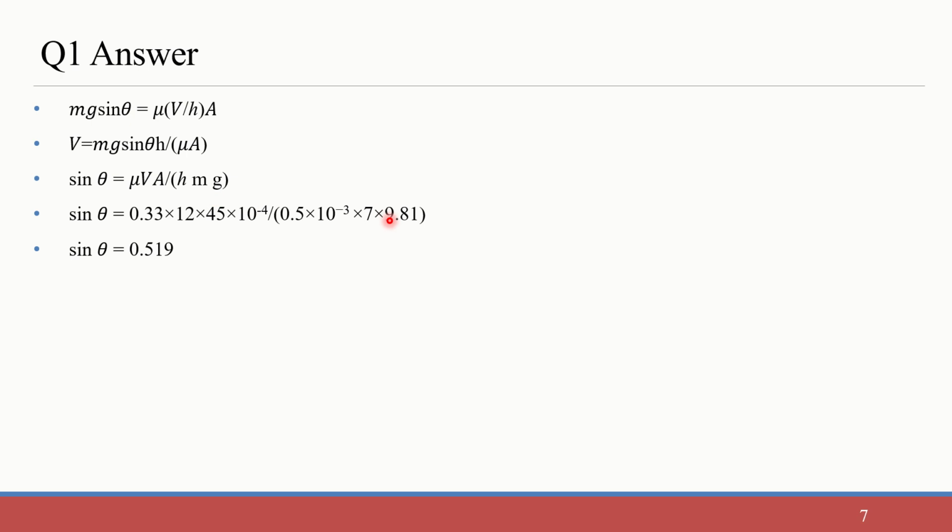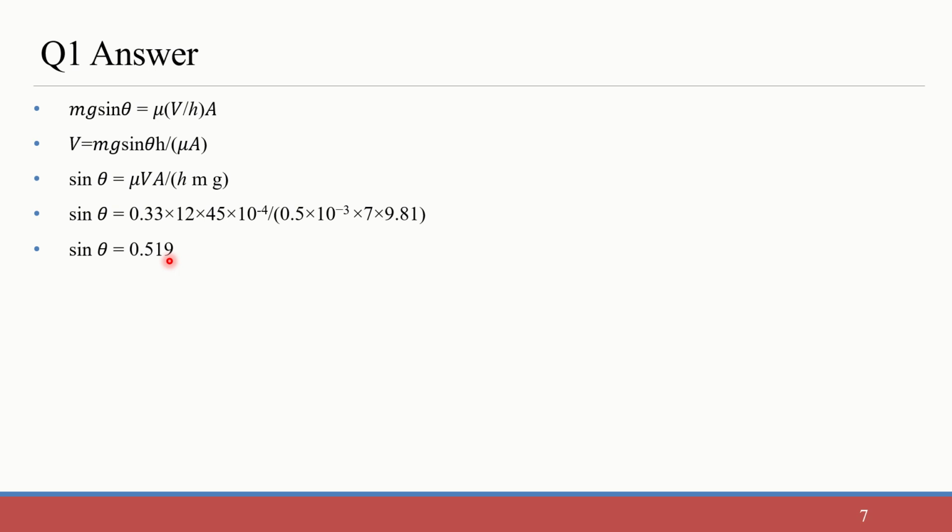So whenever we are solving any problems, it is better we solve it in SI units, unless it is an empirical relation or something and we are required to solve in that particular unit system. In other cases, it is better to keep every unit in SI units, so we will be consistent with the units and there will be no issues arising due to units inconsistency. So now after substituting, we are getting sine theta as 0.519.